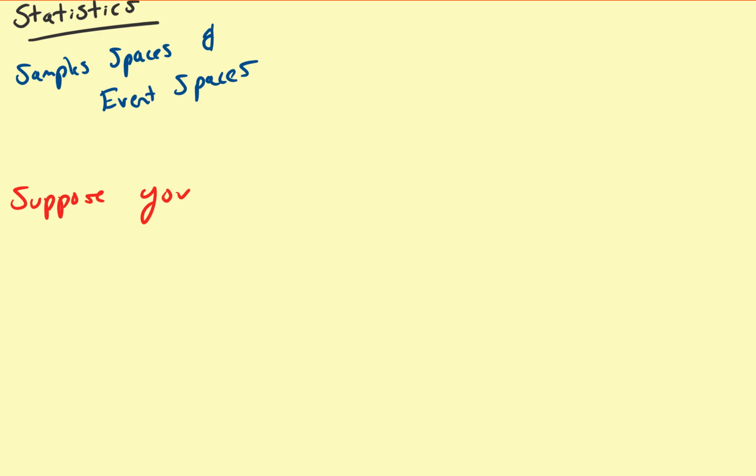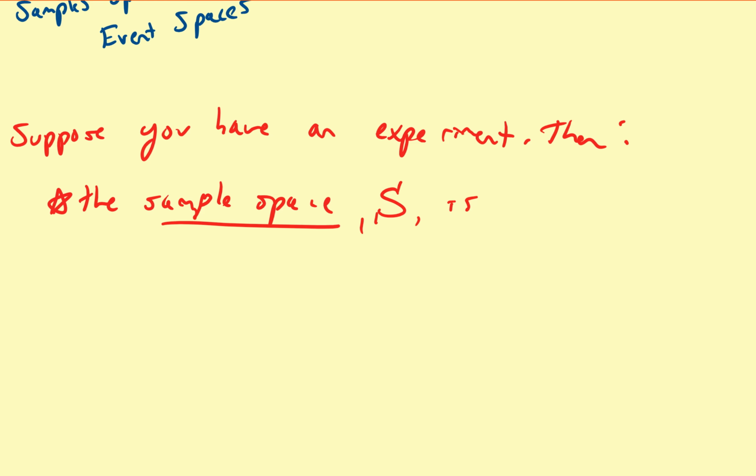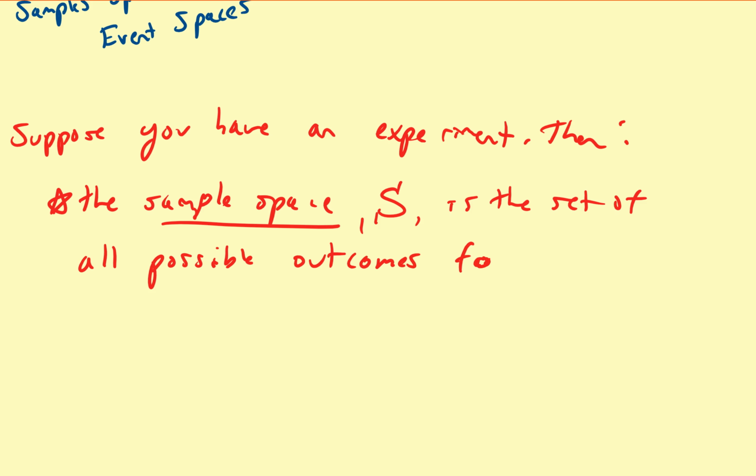Suppose you have an experiment. Then, the sample space, and I'm going to abbreviate it as S, is the set of all possible outcomes for that experiment.